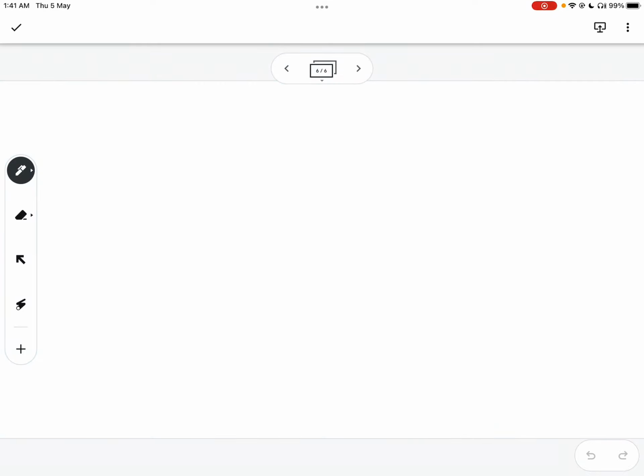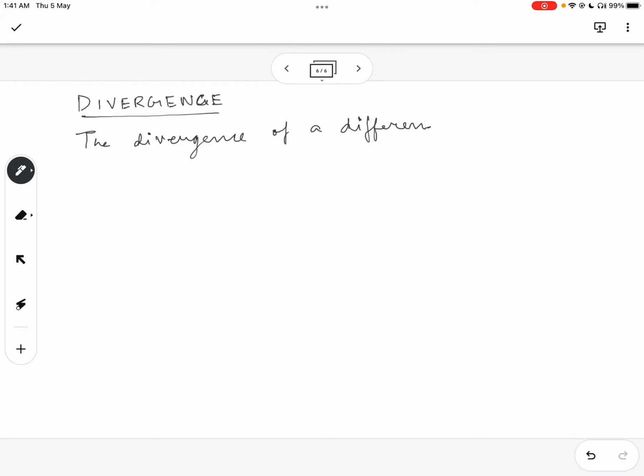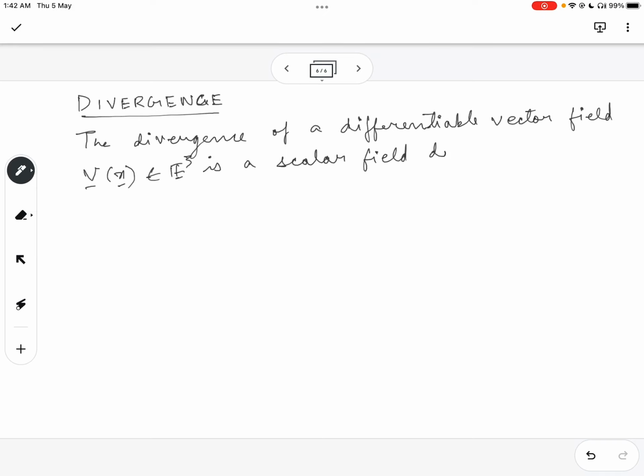Let's now look at some quantities which we will be needing in our further discussions, which are related to the derivatives. So first is the divergence. The definition of divergence is: the divergence of a differentiable vector field V(x), where x belongs to E3, is a scalar field defined by divergence V is equal to trace of the gradient of V.